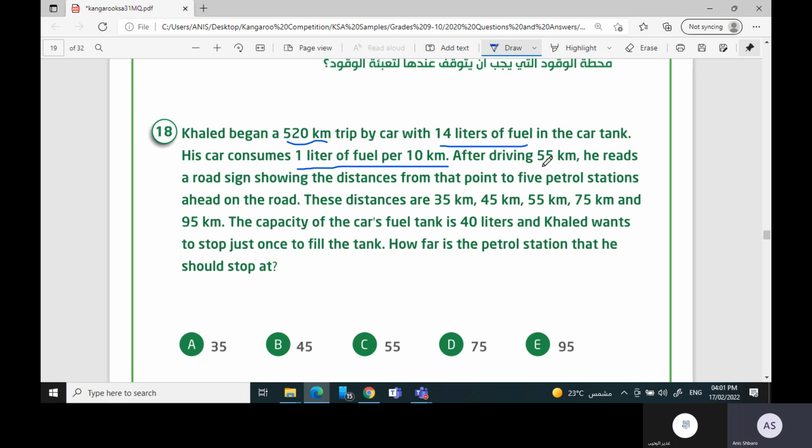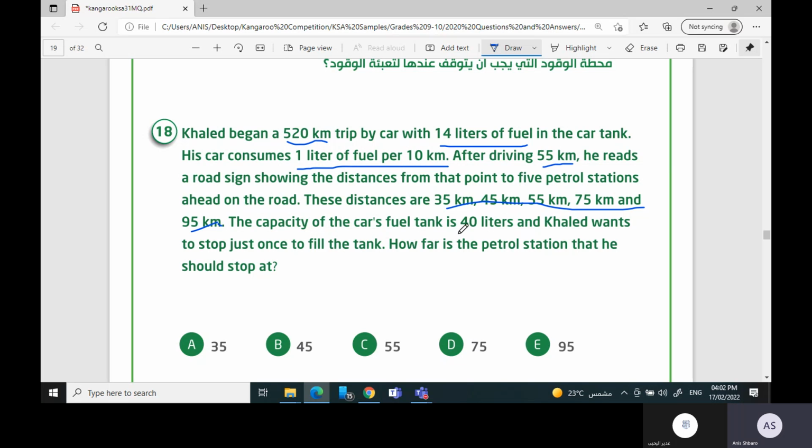Now, after driving 55 kilometers, he reached a road sign showing the distance from that point to 5 petrol stations ahead on the road. These distances are, as you can see, we have 5 choices. The capacity of the car's fuel tank is 40 liters, and Khalid wants to stop just once to fill the tank. So, of course, he's going to the farthest one. So if we can reach 95 kilometers, we are fine. We are going to test each one.